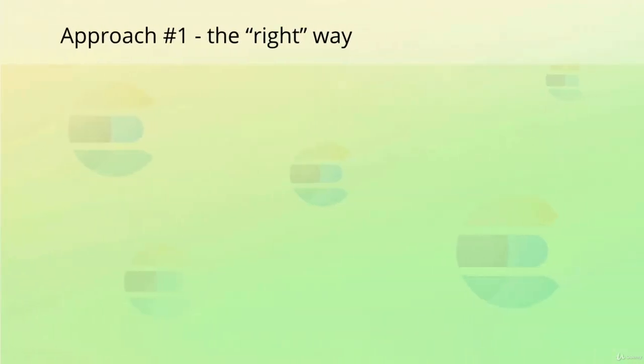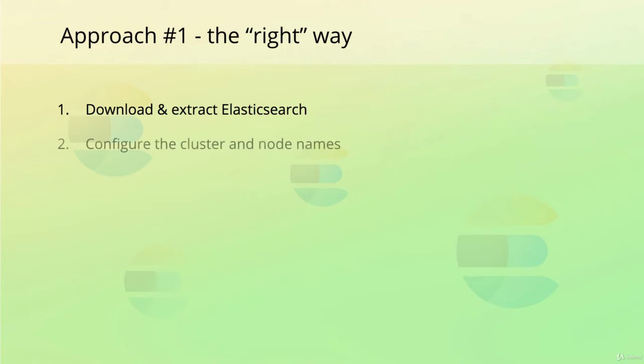First, let's do things the right way by downloading and extracting Elasticsearch into another directory, meaning that we have 2 copies of Elasticsearch. I've done this in advance to save a bit of time. Before starting up a new node, we need to change its name within the configuration file. We didn't do that for the first node, so it was just given a name automatically based on my computer's name. We really should have configured a name for it, but I just wanted to keep things simple.